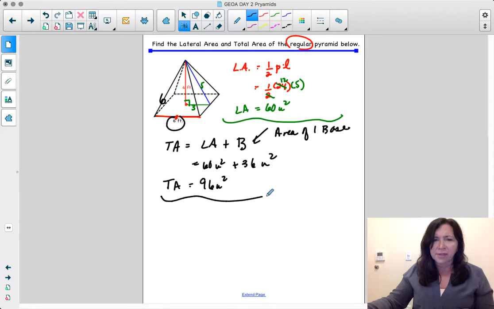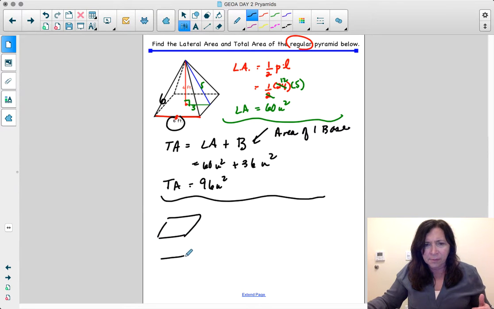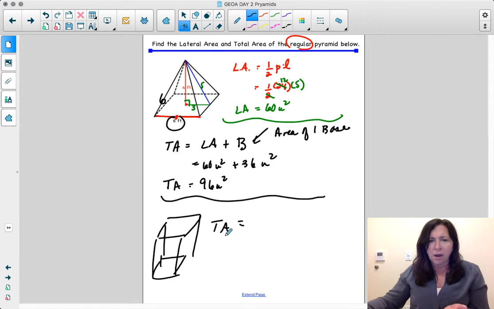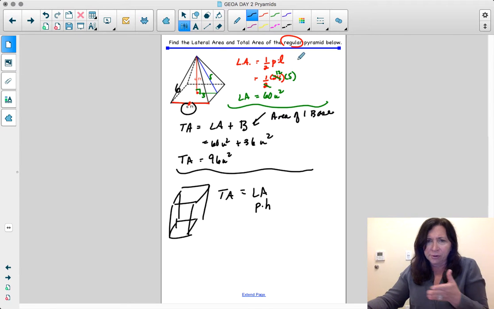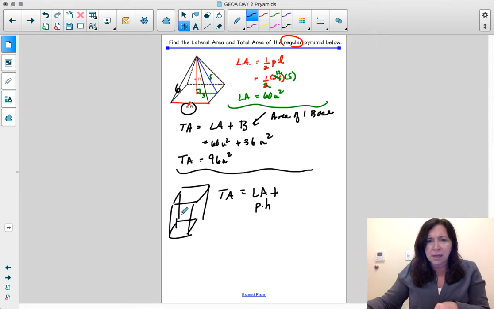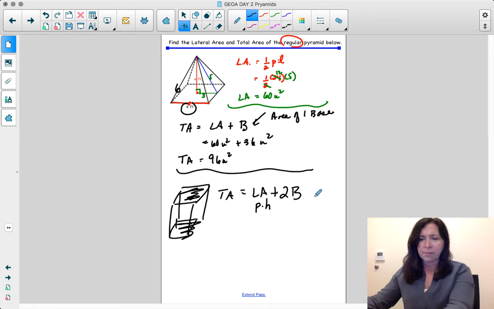And just remember, you guys, the difference between the pyramid and the prism is that if I had a prism like this, connect the vertices to make it look like a prism. There we go. To find the total area, I would find the lateral area, which is all the way around. The lateral area for a prism is perimeter times height, whereas the lateral area of a pyramid is 1/2 the perimeter times the slant height. Total area is the lateral area plus how many bases do I have? I have 1, 2. So the area of 2 bases. So just keep in mind that there are differences between the pyramid and the prism, and you do need to know those.